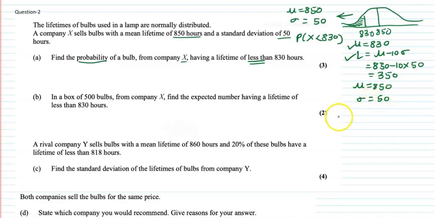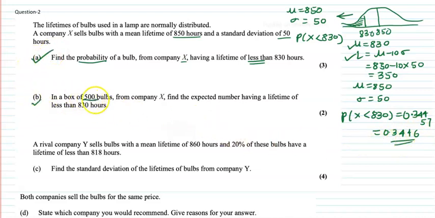If we use Casio ClassWiz with normal CD function, then the probability when x is less than 830 comes to 0.34457, or you can write 0.3446 rounding. Yeah, now part A is done.